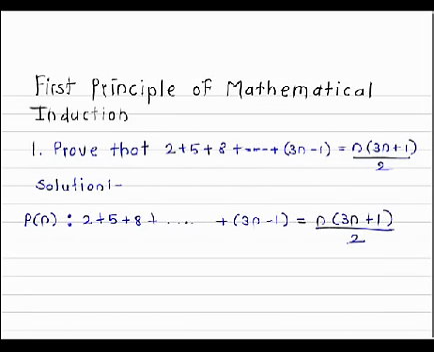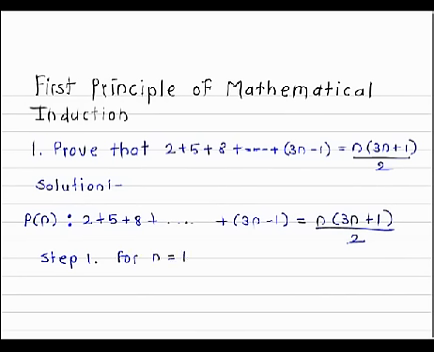To solve such a type of sum, first of all try to understand the meaning of the statement. The meaning of the statement is nothing but whenever we are adding 2, 5, 8 and such a sequence, we are getting the sum equal to n(3n plus 1) divided by 2. So what is our first step? In the first principle of mathematical induction, step 1 is we check the statement is true for n is equal to 1.